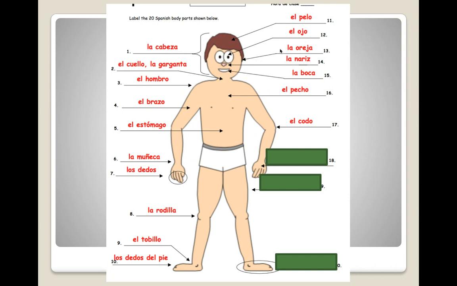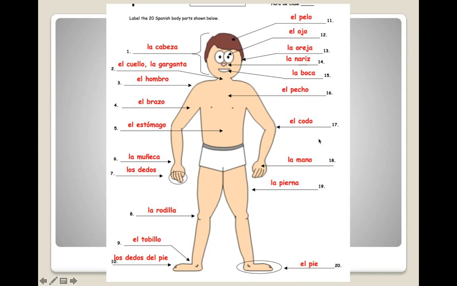La boca is your mouth. El pecho is your chest. El codo is your elbow. La mano, your hand. La pierna, your leg. Y el pie is foot. Okay, so again, all of these can be pluralized to mean more than one. It is not pie. Please remember, it's el pie. All right. So make sure you have this. Again, not necessary to memorize, okay?